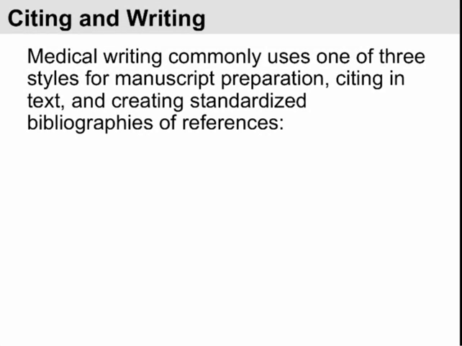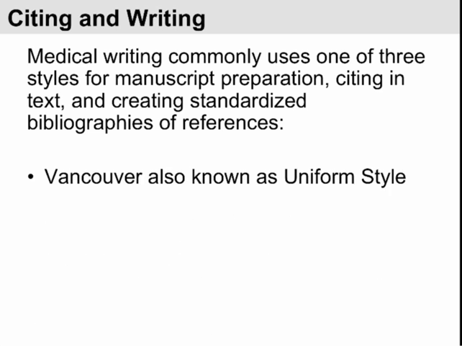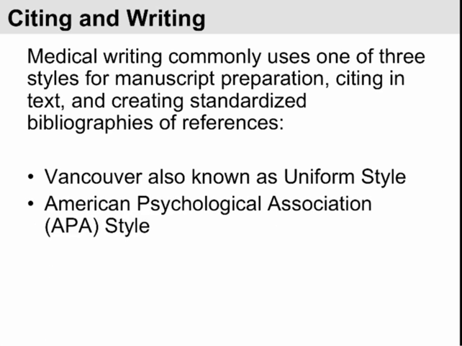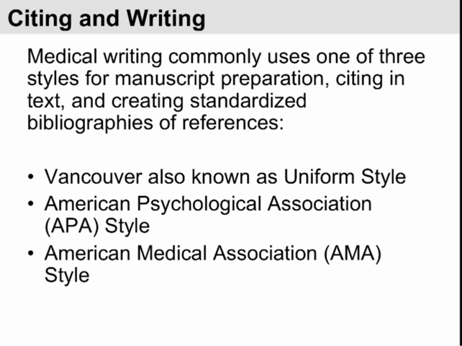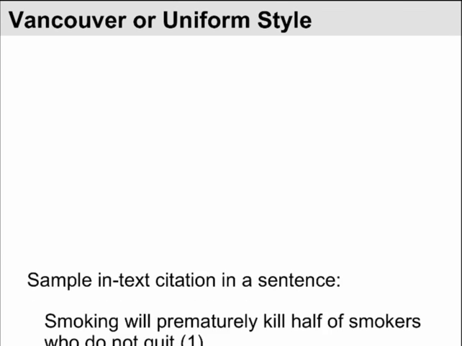Most medical journals use one of three styles for manuscript preparation: citing in text and creating the standard bibliographies of references. These styles are Vancouver, which is also known as uniform style, the American Psychological Association, or APA style, and the American Medical Association, or AMA style. The Vancouver or uniform style is a very common citation style in medicine.